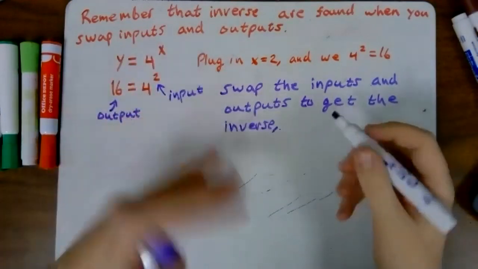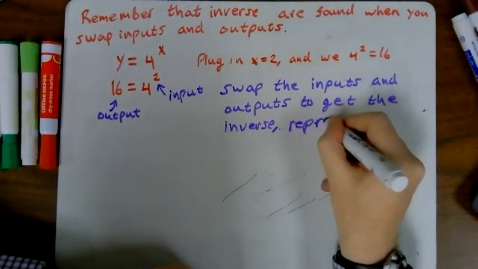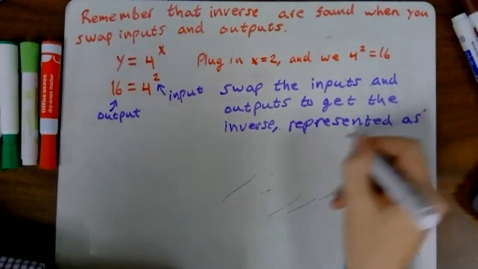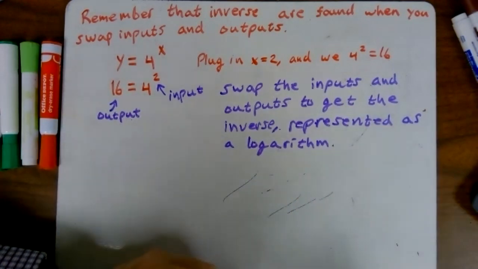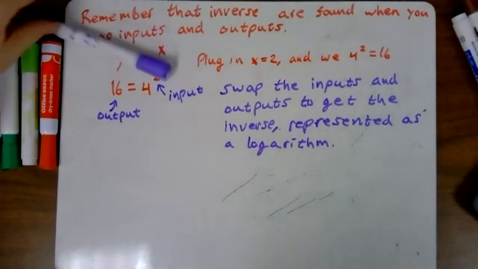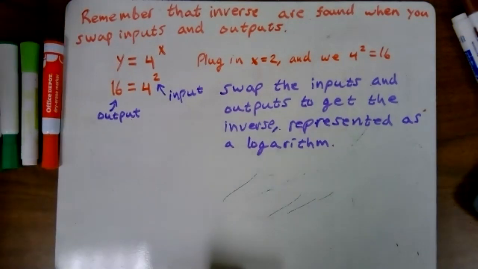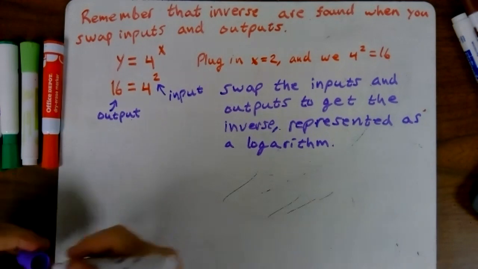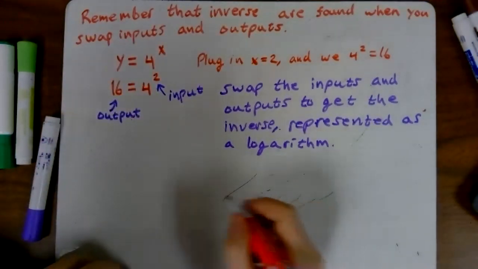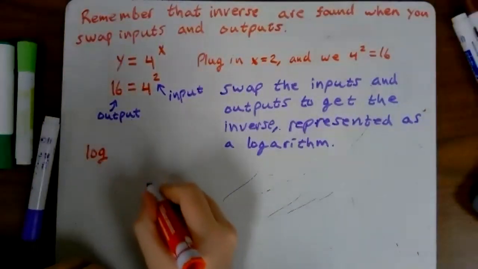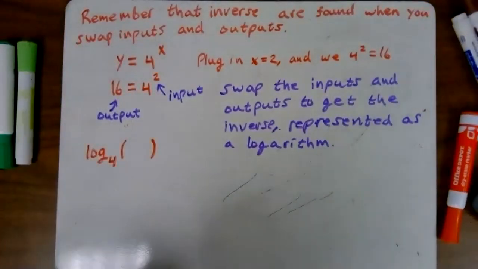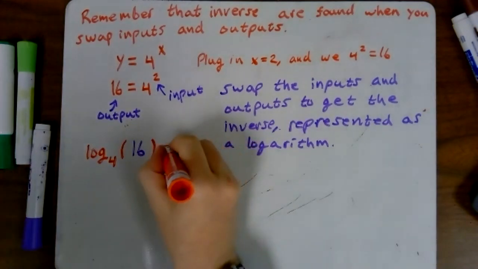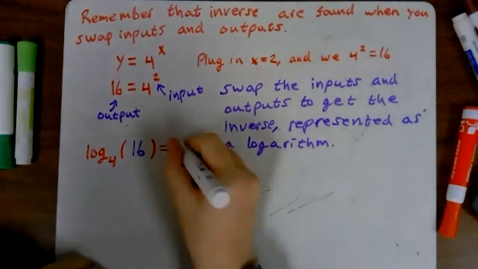But remember that the inverse of an exponential is a logarithm. That's the thing that we just learned. So we get log with the same base of 4, but we're plugging in 16, getting us an output of 2.